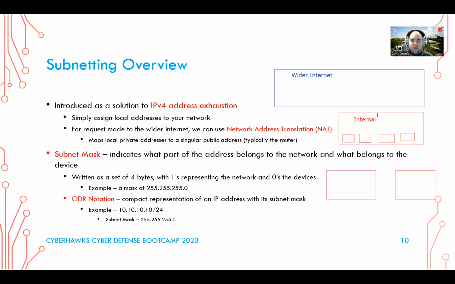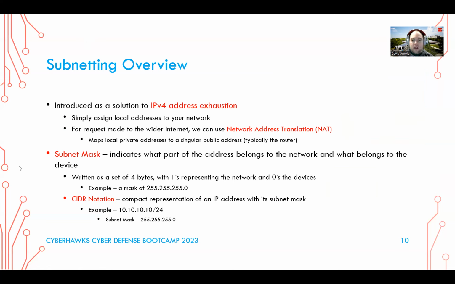And the way that works is you'll have like the gateway or the router, and it'll basically handle requests on behalf of the folks on the inside. And that's where network address translation comes into play. As part of that, what they ended up using is subnetting. They have what's known as a subnet mask, which indicates what belongs to, quote unquote, the network and what belongs to the device.